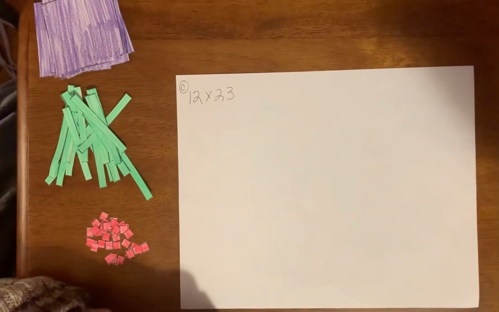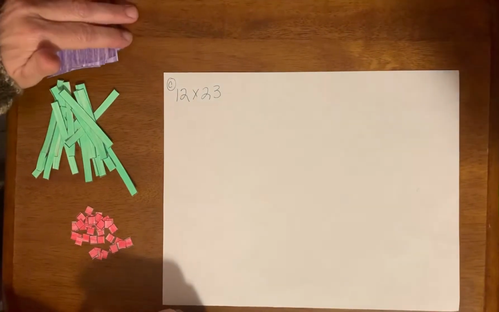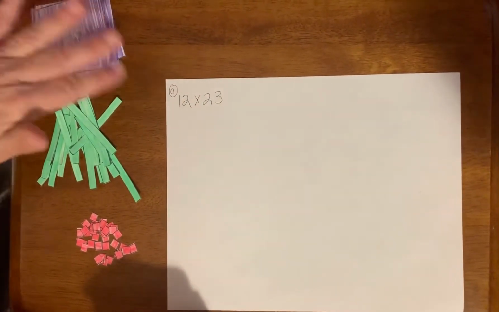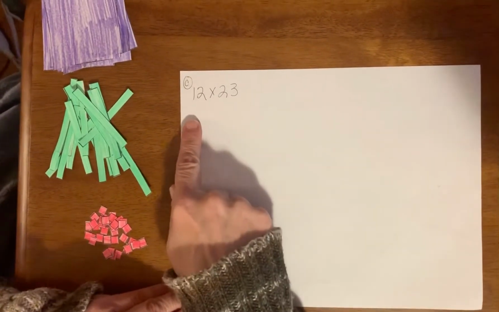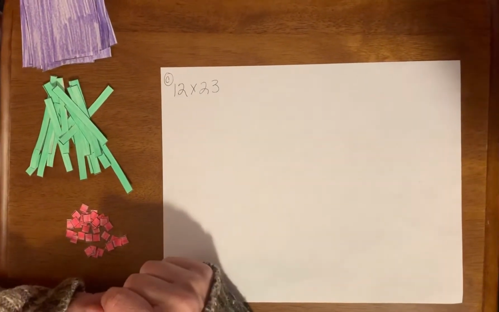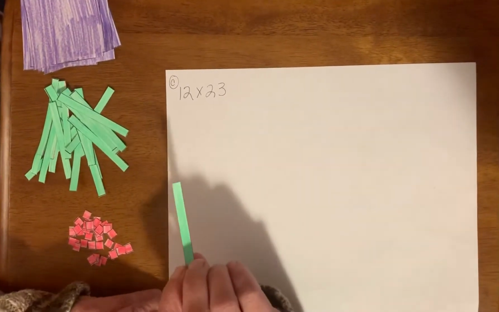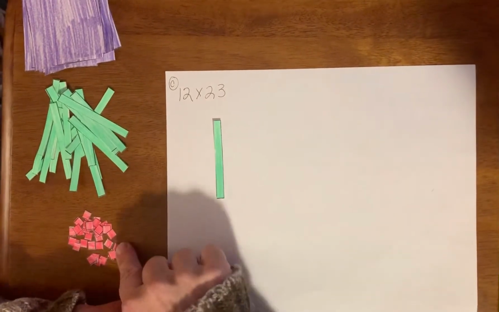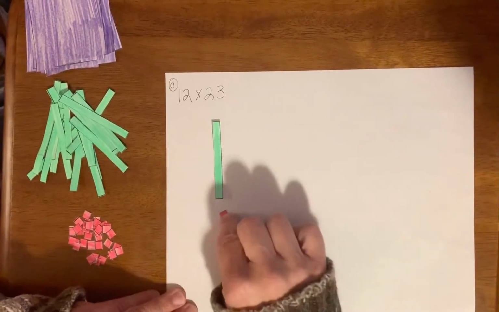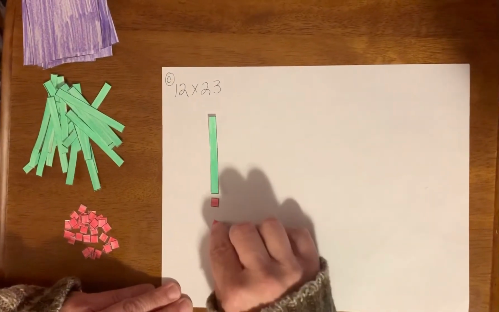Okay, so we're going to do multi-digit multiplication using our base 10 blocks. We will not be using our flats because flats represent 100 and we have nothing in our hundreds column on either number. Our first number is 12 and our second is 23, so 12 times 23. We know we're going to be using our logs because our logs represent 10. So we have 10 and then 2 of our units for 12: 10, 11, 12.